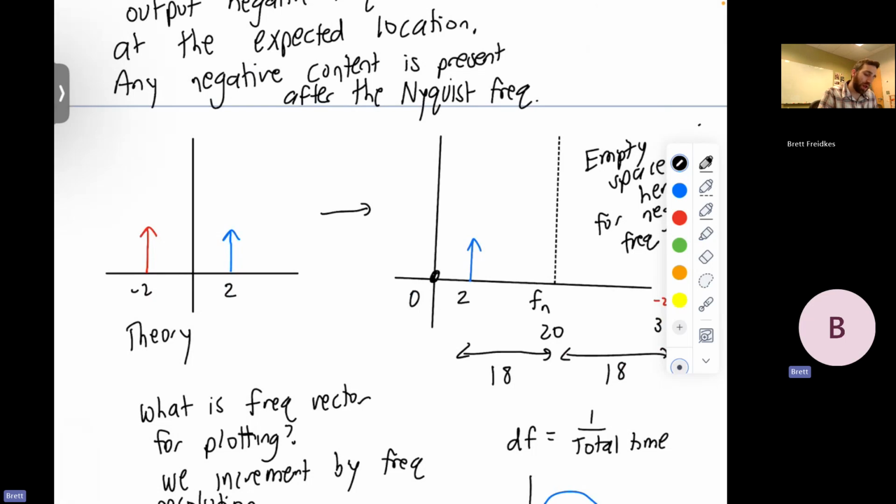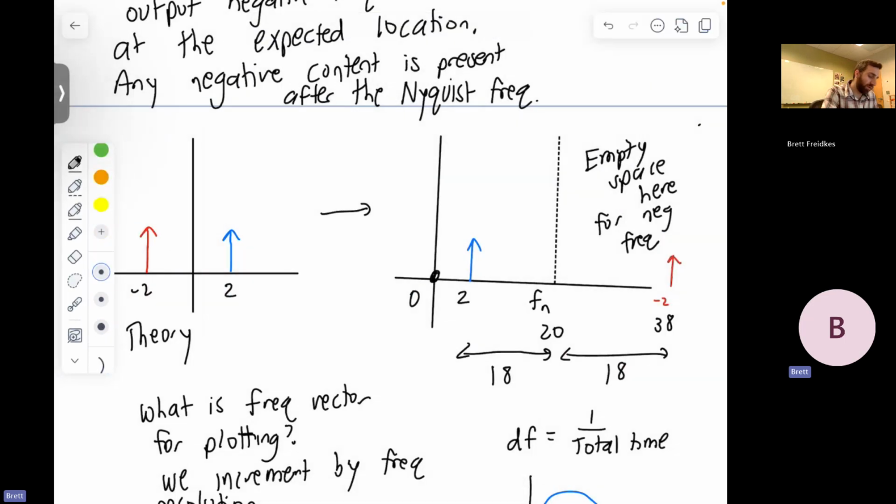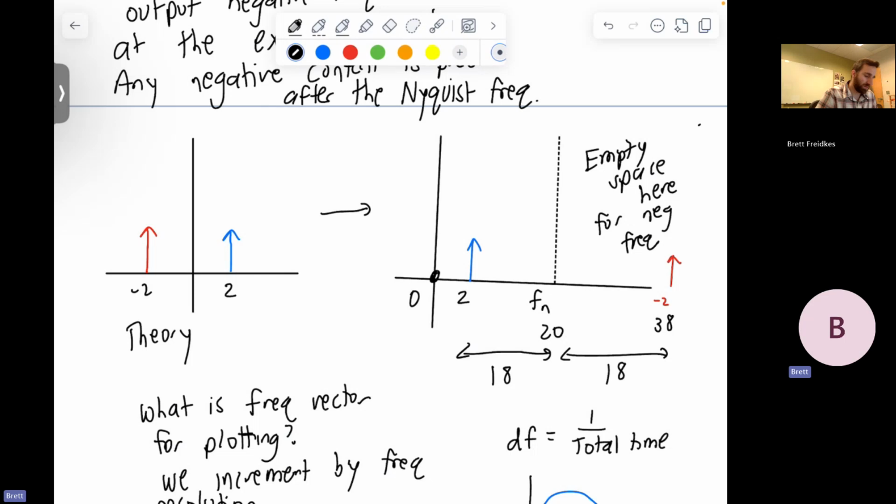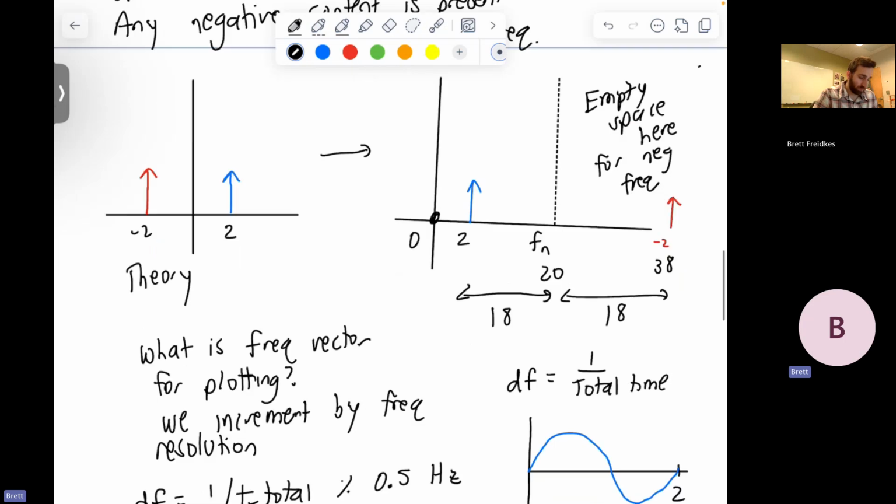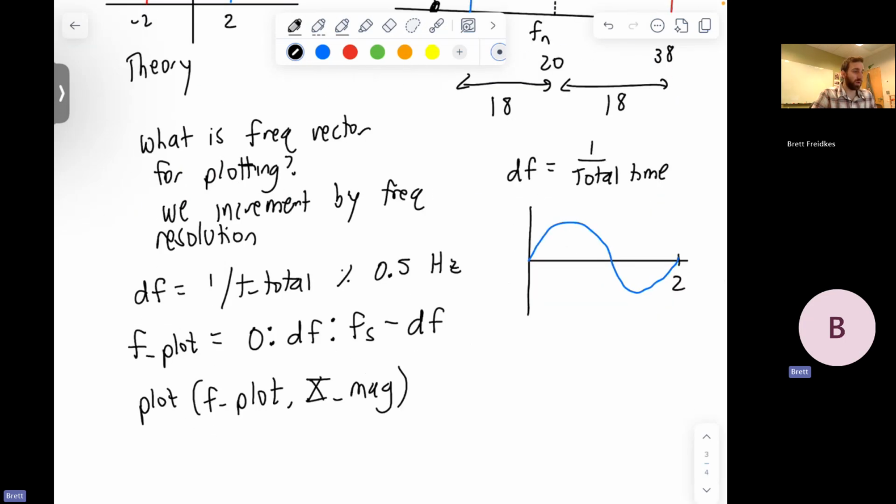We'll learn that the plot will have positive and negative frequencies, but the negative frequencies will show up as frequencies past the Nyquist frequency. And then we can plot it. We'll set up our frequency vector.